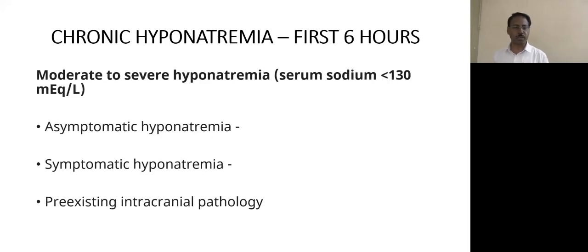If it is a moderate to severe hyponatremia, less than 130, you are looking at whether it's asymptomatic, symptomatic, or any pre-existing intracranial pathology. These are the ones that are going to determine whether you are going to give a correction or wait conservatively, right? If a person is symptomatic and has some underlying intracranial pathology, you need to correct it the same way that we just talked about previously.